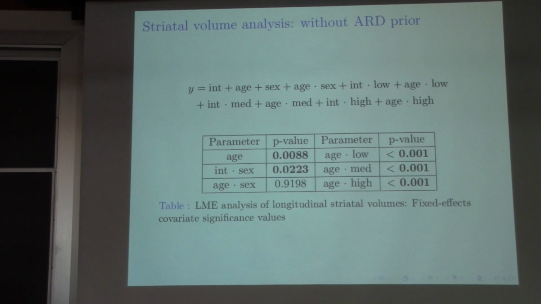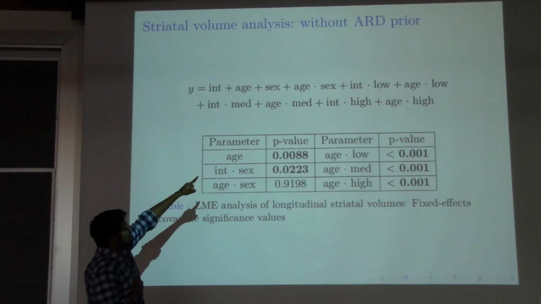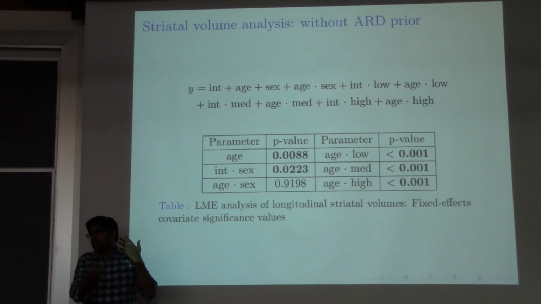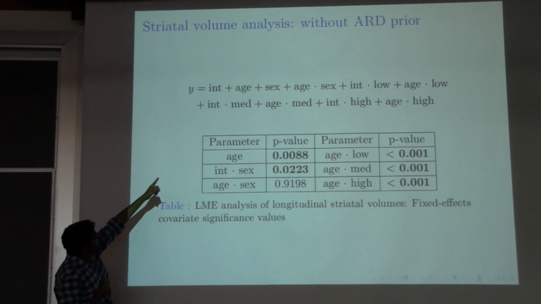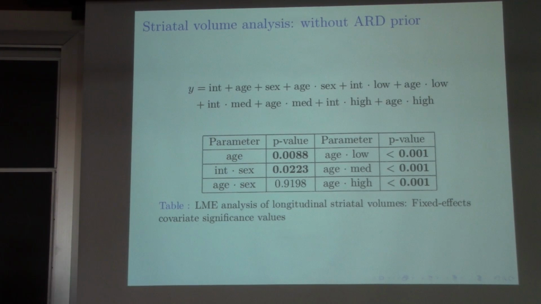So this is very similar to the volume experiment you saw for Alzheimer's, right? I have age, I have sex, but in this case, the extra thing is I have interaction terms: age times sex, and age times each of the covariates, low, medium, high.